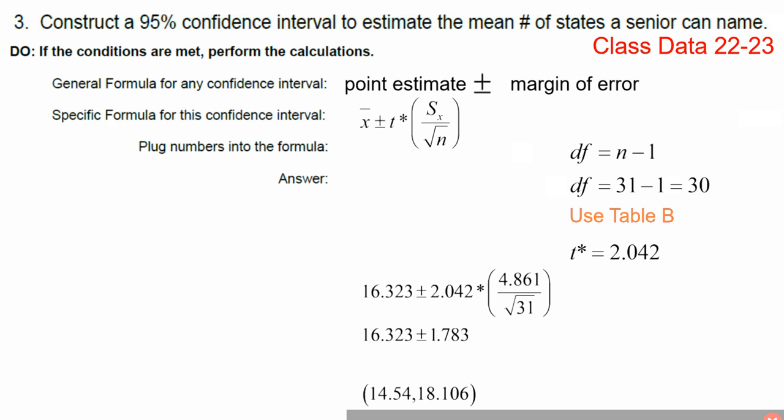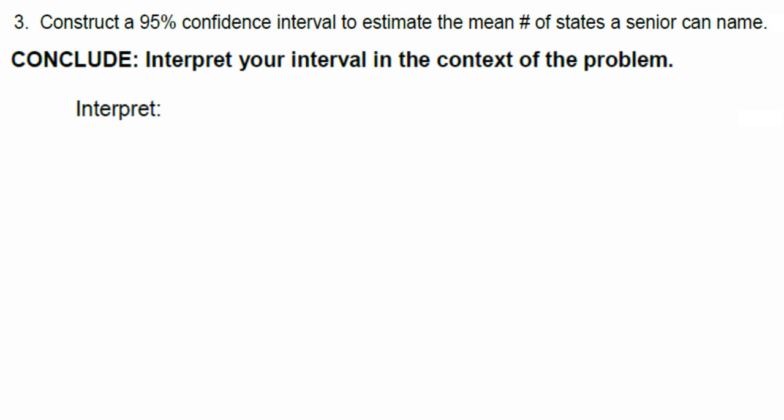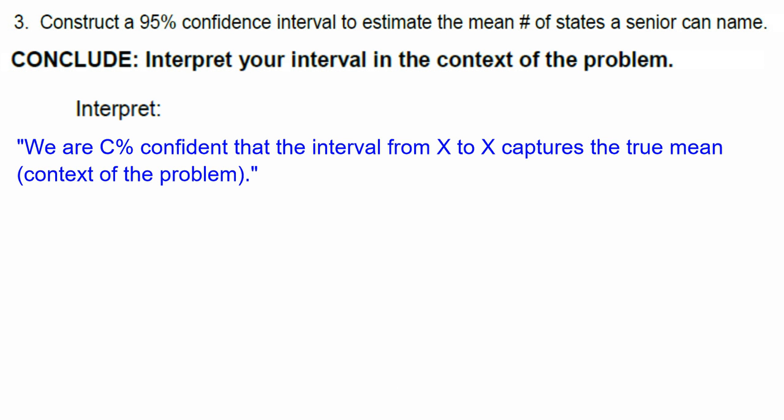So the last part of your 4-step plan is the conclusion. Remember, that's where we're going to interpret your interval in the context of the problem. And your conclusions, when we're talking about interpreting the intervals, always have the same sentence stem, where it looks something like this. We are C% confident that the interval from the lower bound to the upper bound captures the true mean of, and then we go back to the context of the problem.